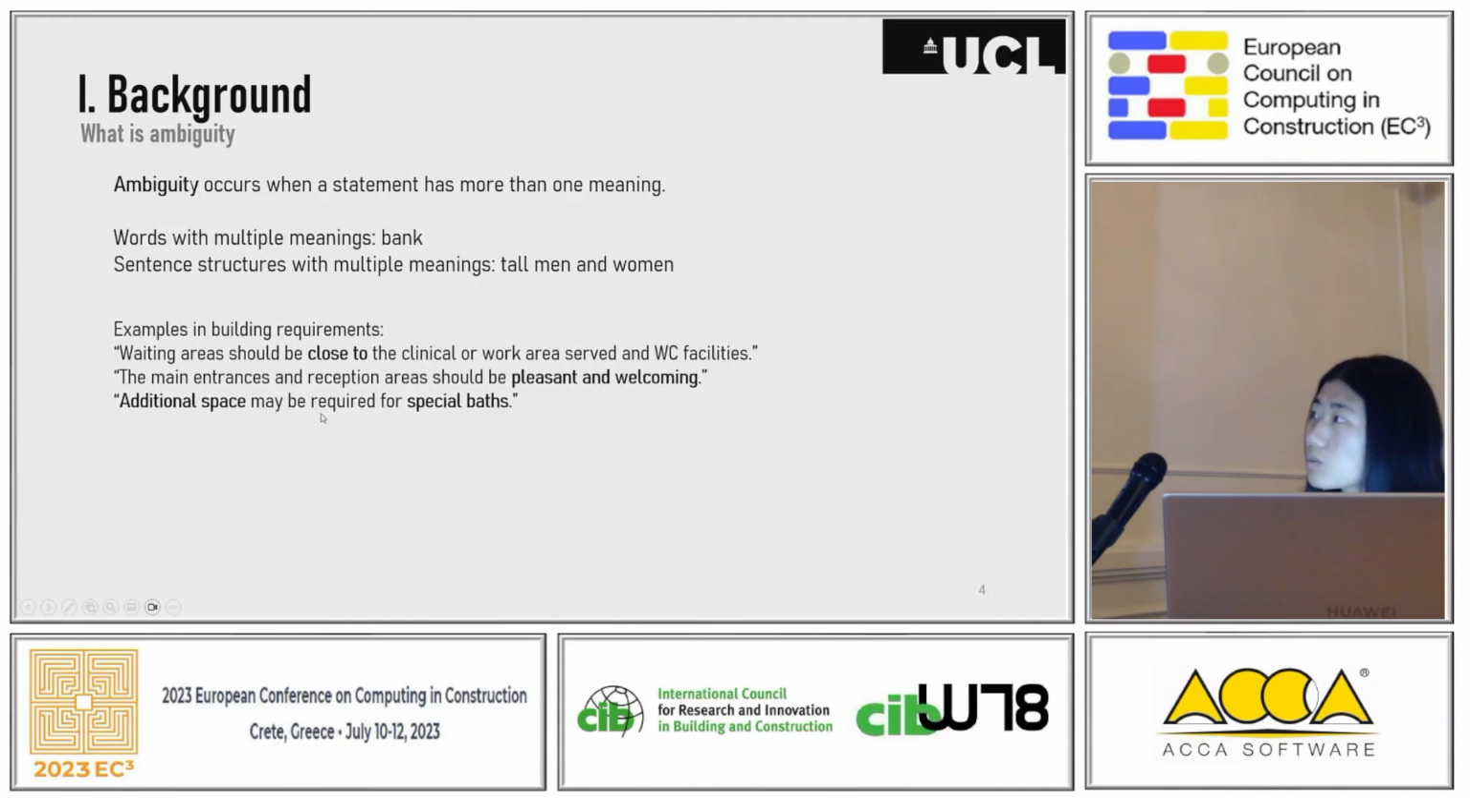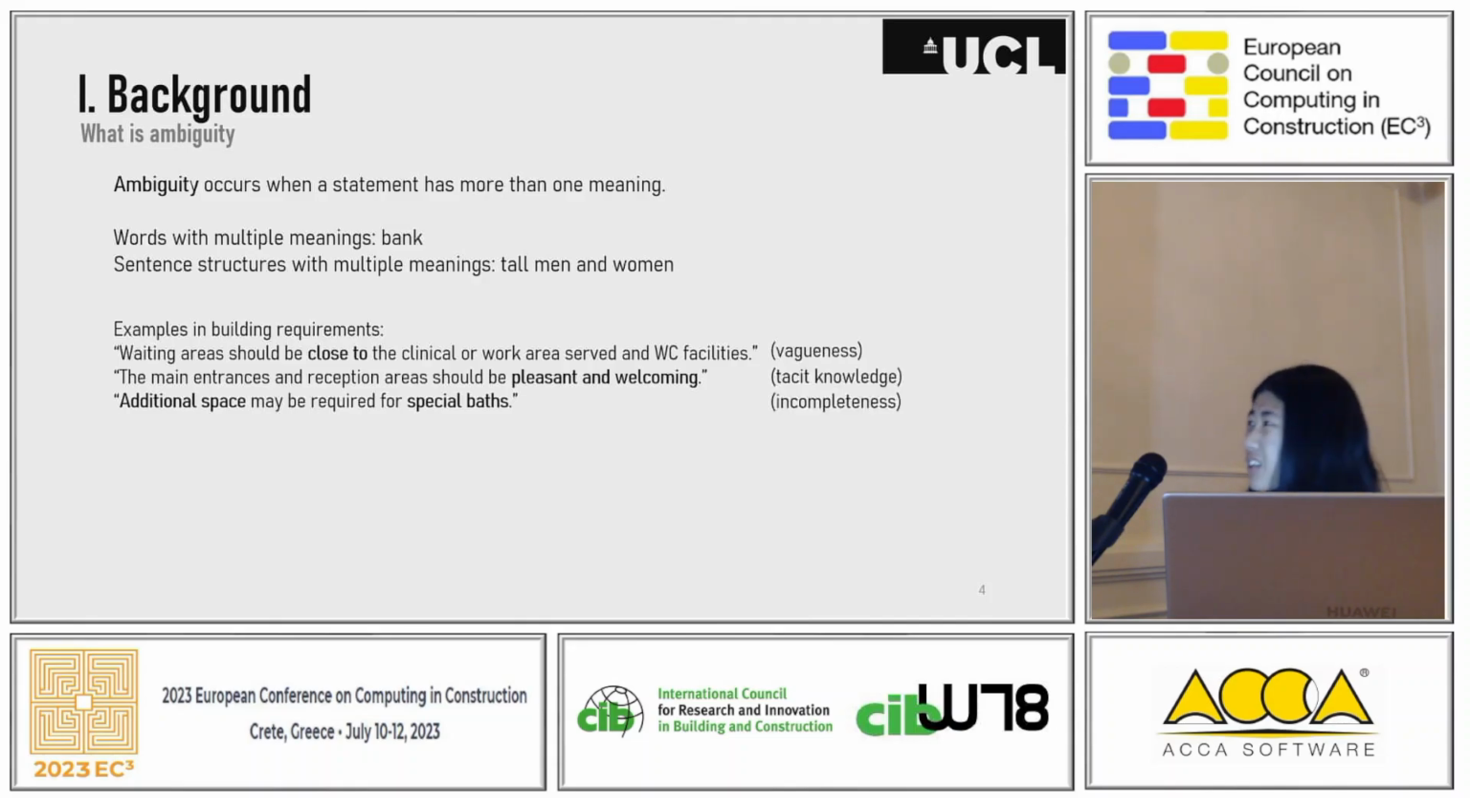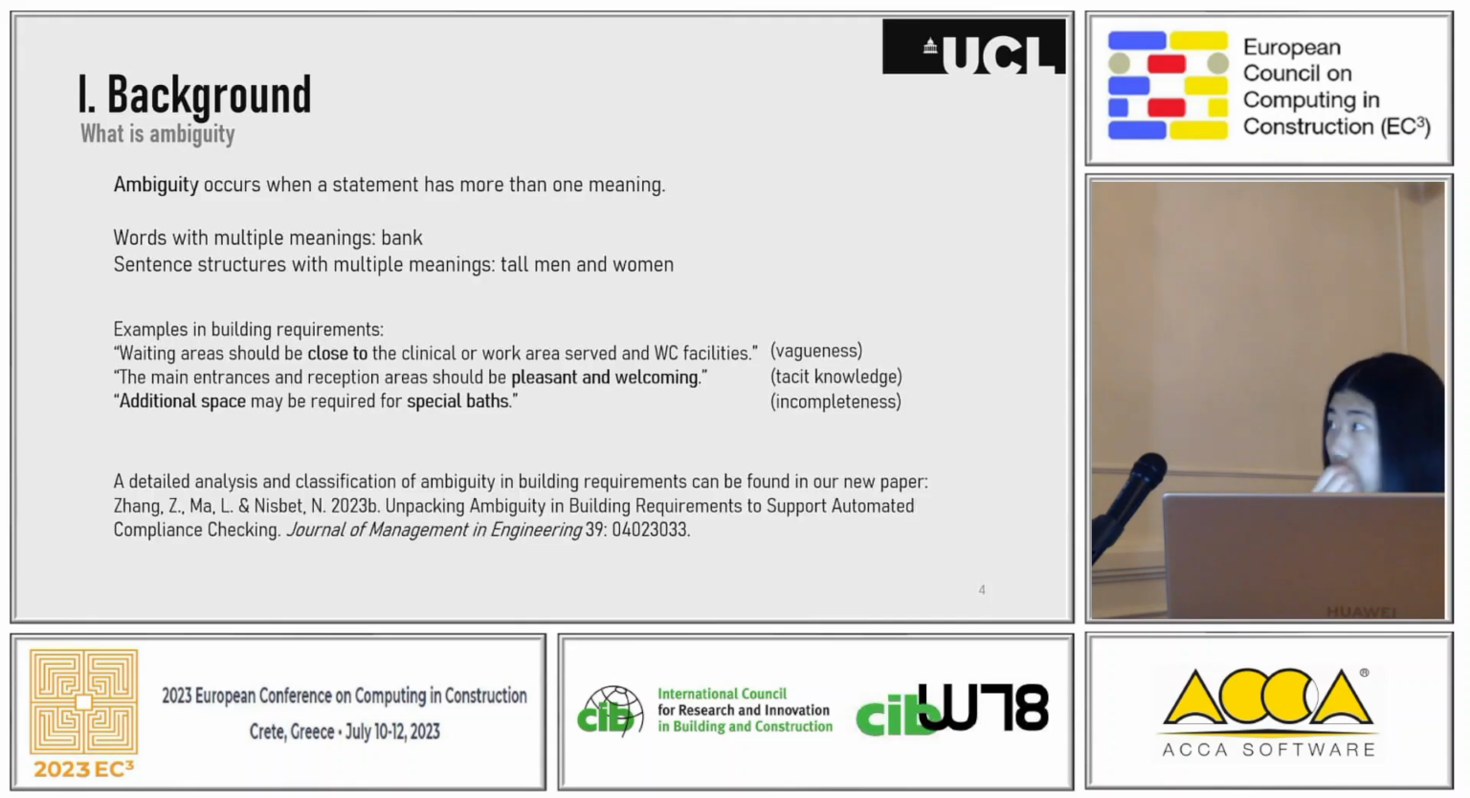And the third example is: additional space may be required for a special bath. We're not sure how much space is needed additionally, and what the types of special baths are. Actually, there are different types of ambiguity as well, but I will not go into detail about them, as this research just focuses on detecting ambiguity in general. But if you are interested in the different types of ambiguity, we have just published a paper on the taxonomy of ambiguity in building requirements.